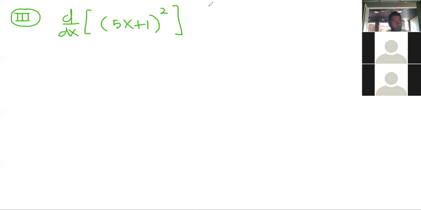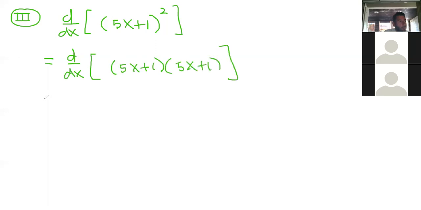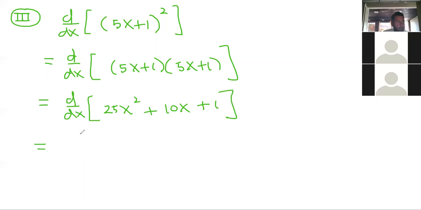So if we think about this, using our current rules, the only way we can do this is 2 ways. The first would be to do this: before I take a derivative, I can do some algebra. I can notice that it's this, and then I can multiply it out. And when I multiply it out, I'm left with 25x squared plus 10x plus 1. And then, of course, now I can compute the derivative because it's a simple polynomial. I'm left with 50x plus 10.